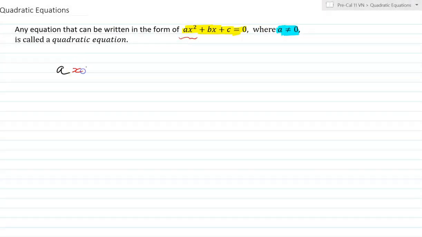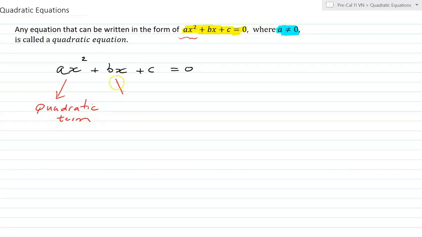So let's write the general quadratic form, ax squared plus bx plus c equal to 0. The first term, ax squared, is called the quadratic term. The second part, bx, is the linear term. And c is the constant term, which means it doesn't have any variable. A quadratic equation must have the quadratic term. If it doesn't have a quadratic term, then it is not a quadratic equation. Another crucial piece is the power of 2. That's what makes it quadratic.